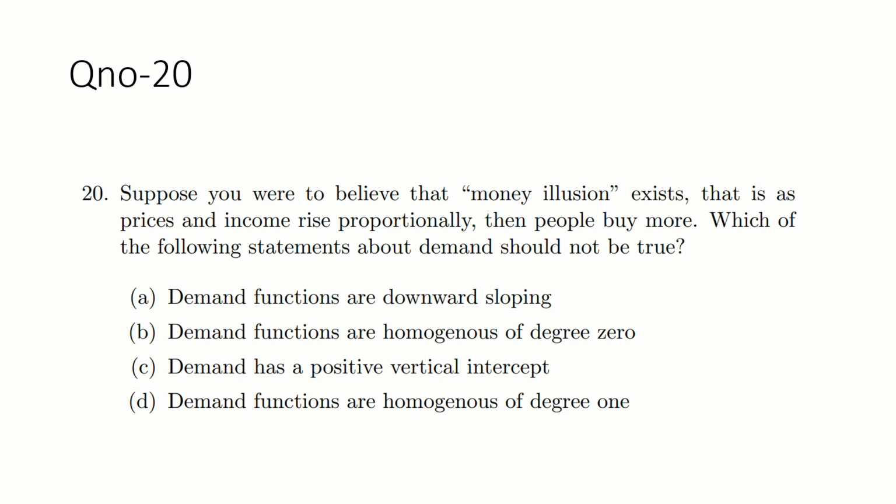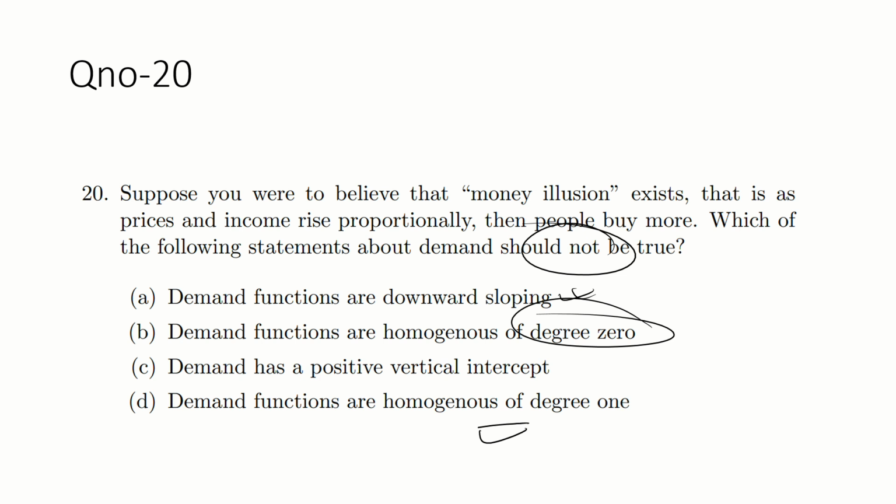We know from the basic assumption, if any demand function follows the property of money illusion, it should be homogeneous of degree one. That is right. Downward sloping, we know the demand curve is downward sloping, that is right. But the question is asking about what is not right, meaning the false. The demand function is homogeneous of degree not zero, but one. Because if it were zero, there would not be money illusion.